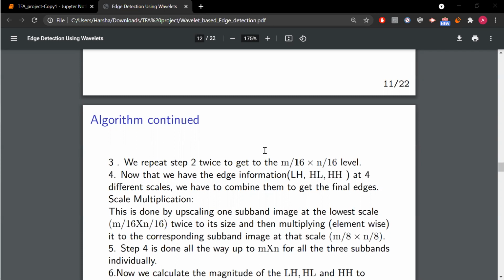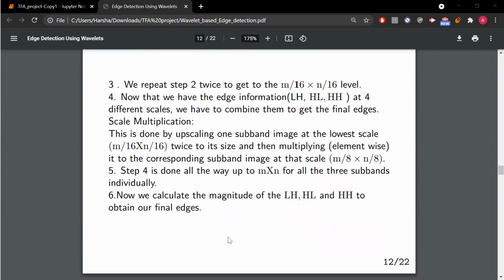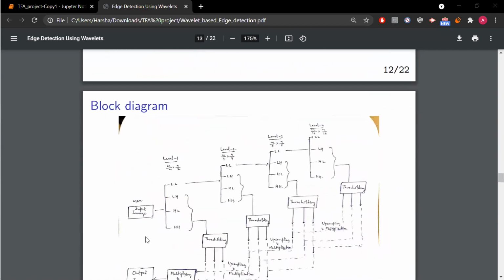Now what we'll be doing is scale multiplication, as discussed in the previous slides. For scale multiplication, we have to combine the LH, HL, and HH in the final stage. To do this, we'll upscale the three images and then multiply them with the previous level images. And we'll continue this step till we reach the first level, that is m cross n. After reaching the first level, we will compute the magnitude of LH, HL, and HH, which is our required edge detected image. I'll just show you the block diagram of what we have discussed till now.